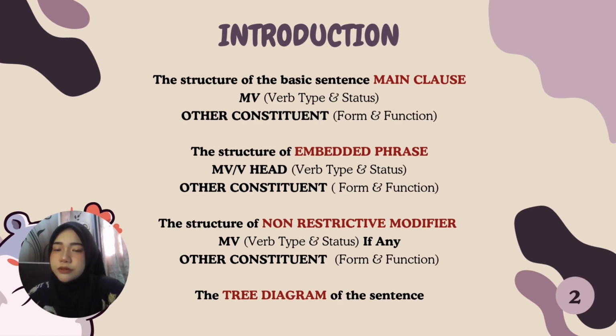Firstly, I am going to introduce you the structure of the basic sentence, which is the main clause, and I'm going to explain the main verb, verb type and status, other constituent, form and function, also the structure of embedded phrase, the main verb, verb head, verb type and status, other constituent, form and function. Next one is the structure of non-restrictive modifier and the main verb, verb and status if any, and also the other constituent, form and function. And the last one, the tree diagram of the sentence.